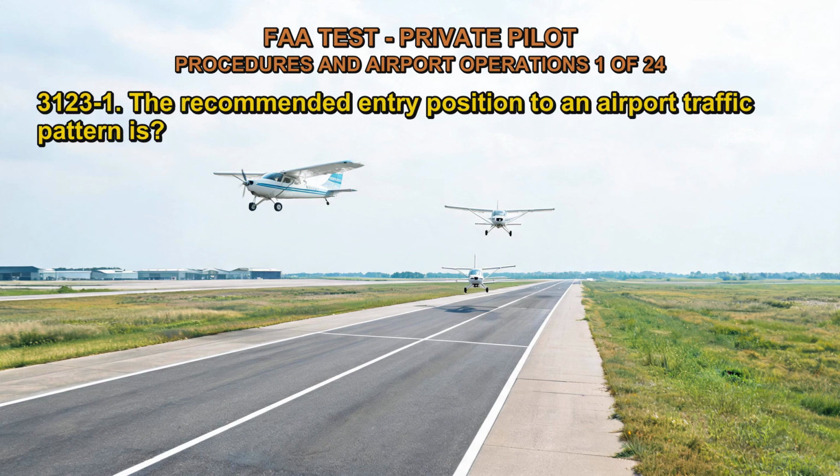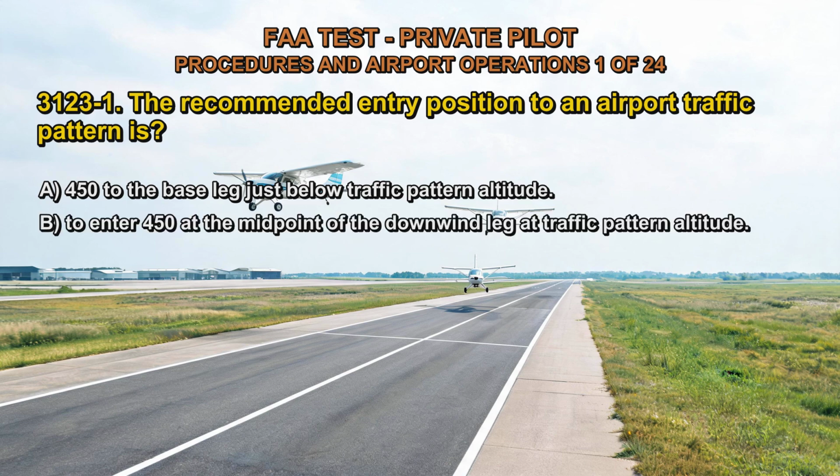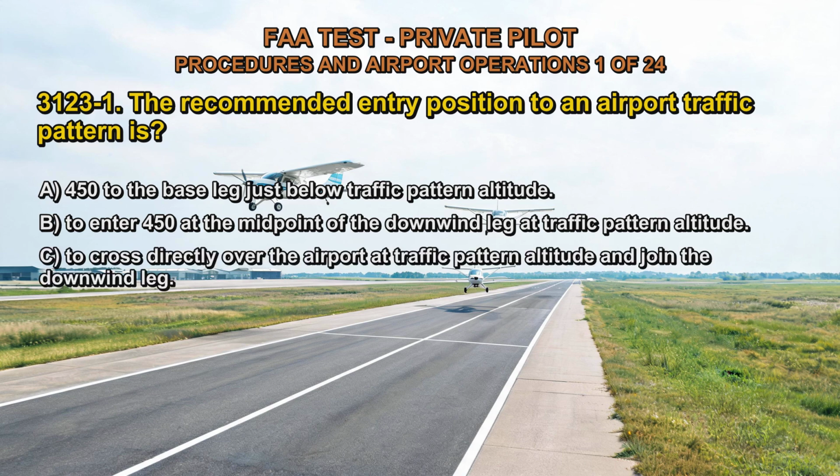3123-1. The recommended entry position to an airport traffic pattern is A. 45° to the base leg, just below traffic pattern altitude. B. To enter 45° at the midpoint of the downwind leg at traffic pattern altitude. C. To cross directly over the airport at traffic pattern altitude and join the downwind leg. The correct answer is B.